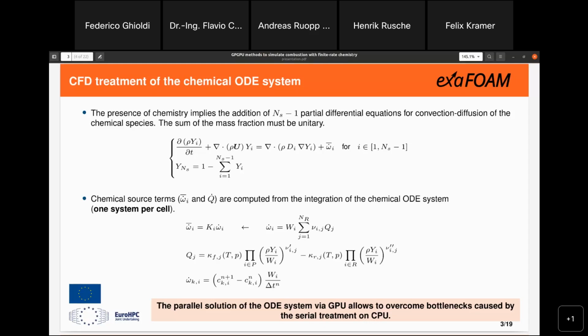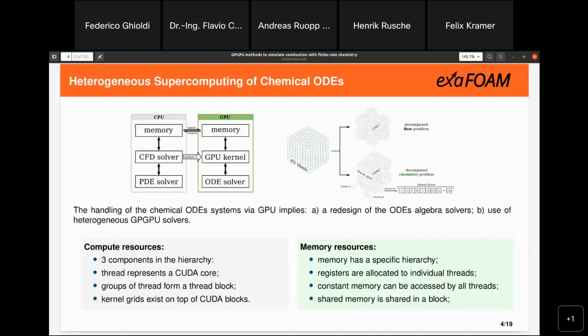So here we are going to discuss the way that we use to accelerate the simulations by means of the GPU, particularly referring to the finite-rate chemistry. So we have to keep, in some sense, the CFD solver separate.